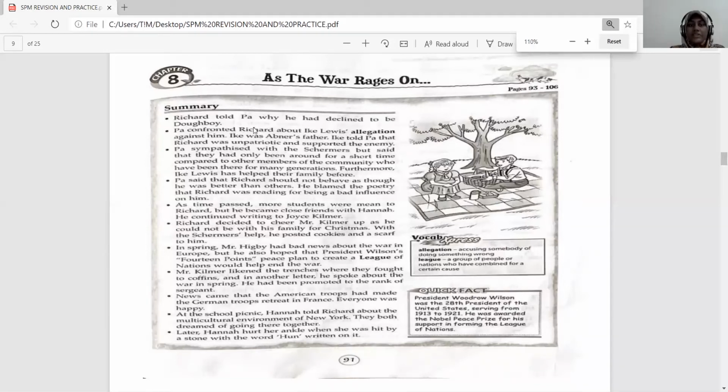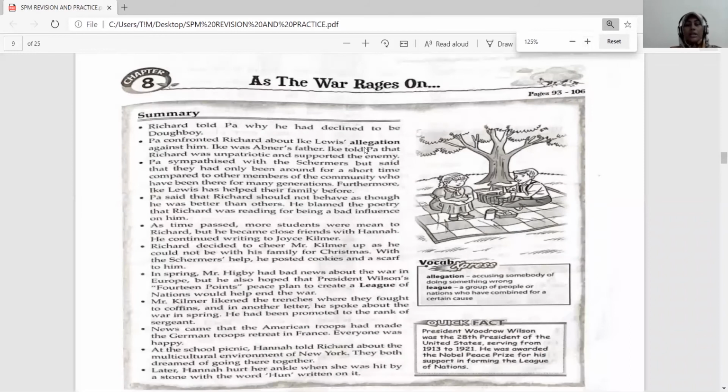Pa confronted Richard about Iki Lewis's allegation. Let me zoom a bit. Iki is Abner's father. Iki told Pa that Richard was unpatriotic and supported the enemy. So Abner basically went back home and informed the parents, and the parents were really angry with Richard declining the role for Hannah. Right, so he called Richard unpatriotic.